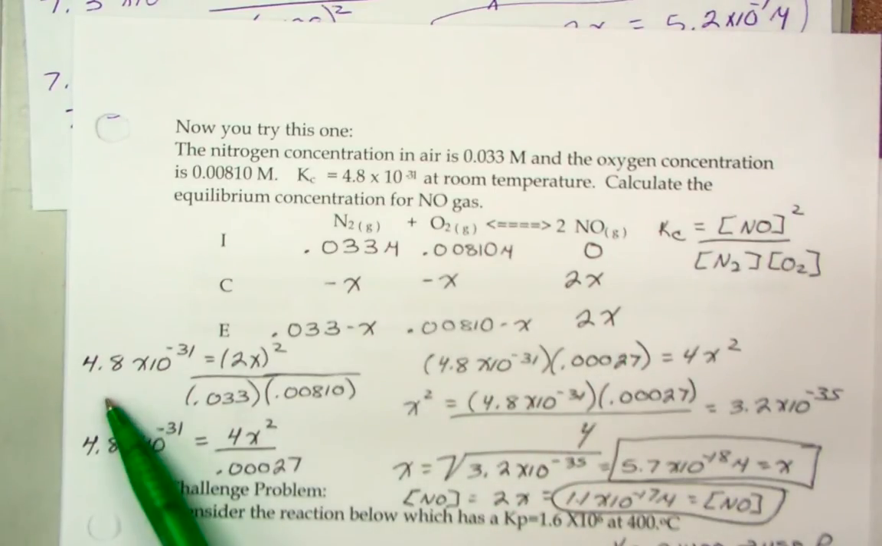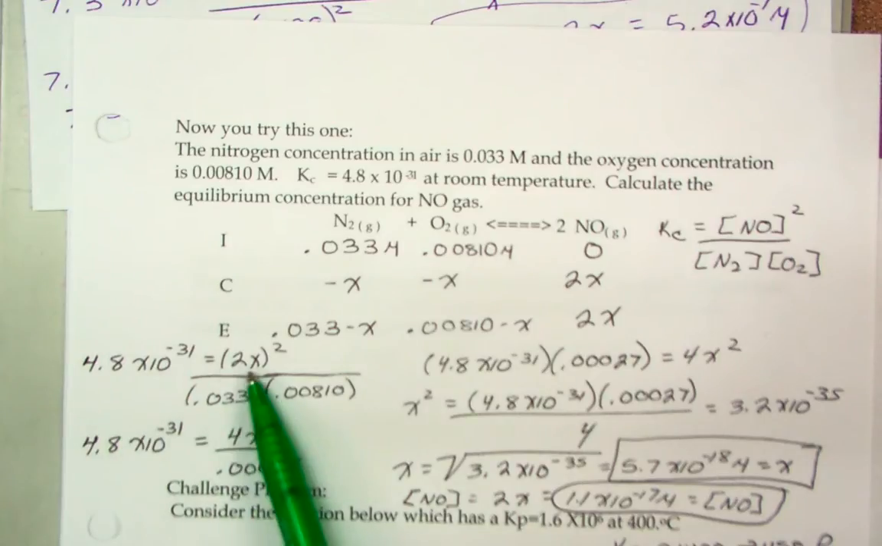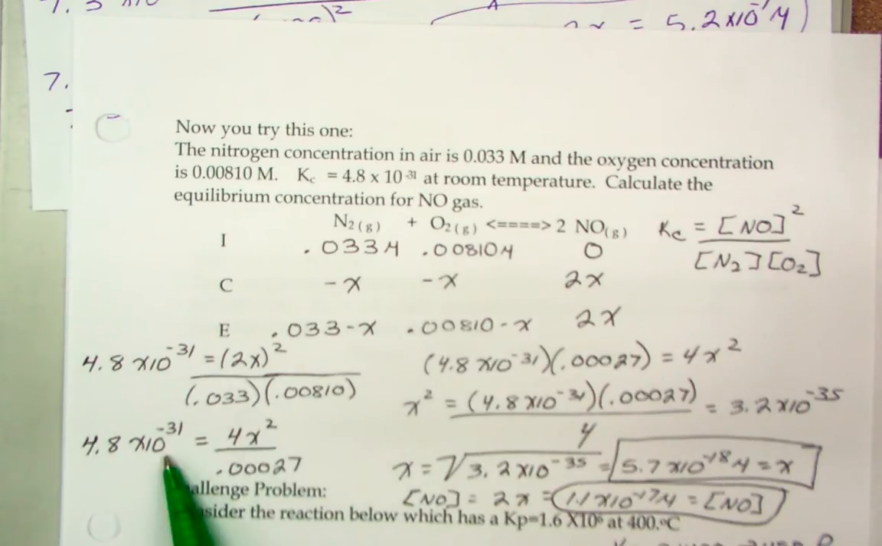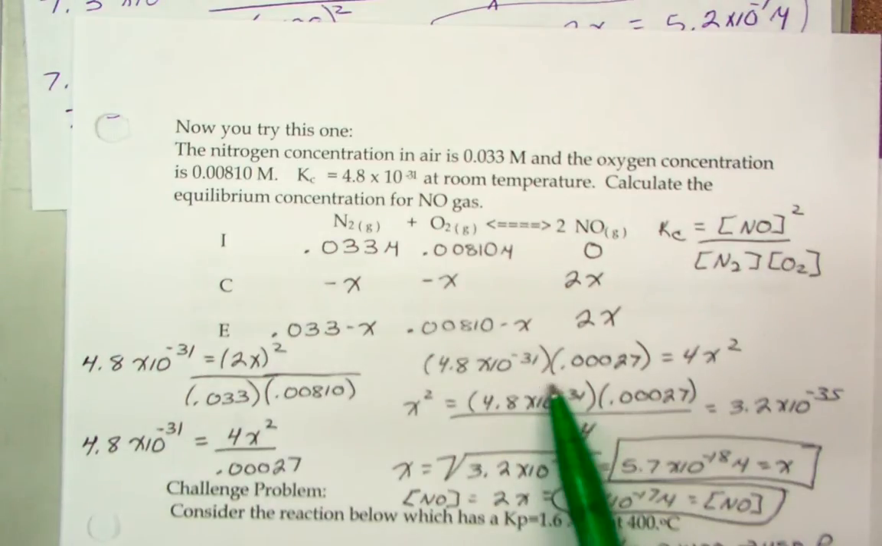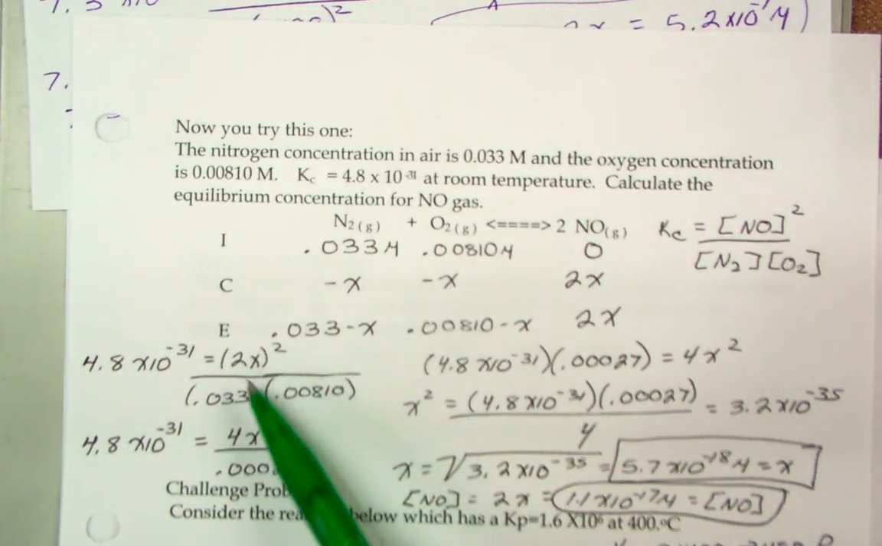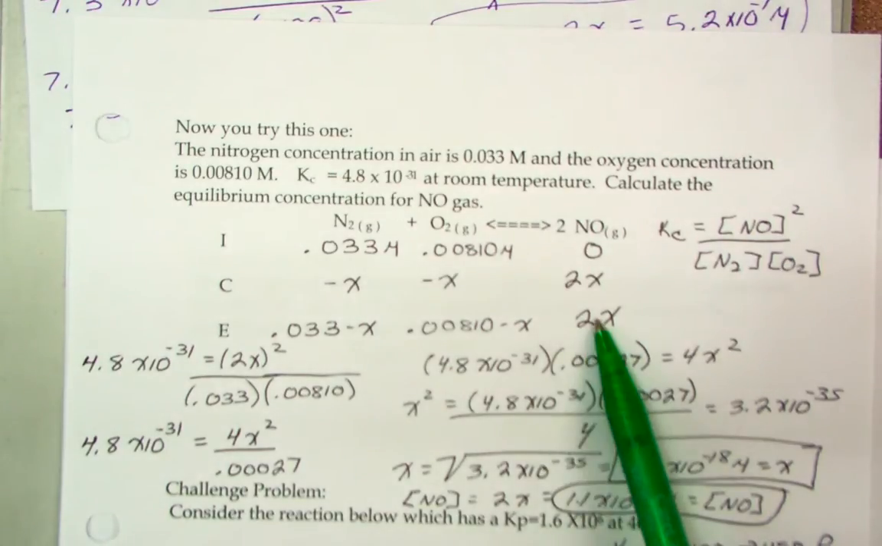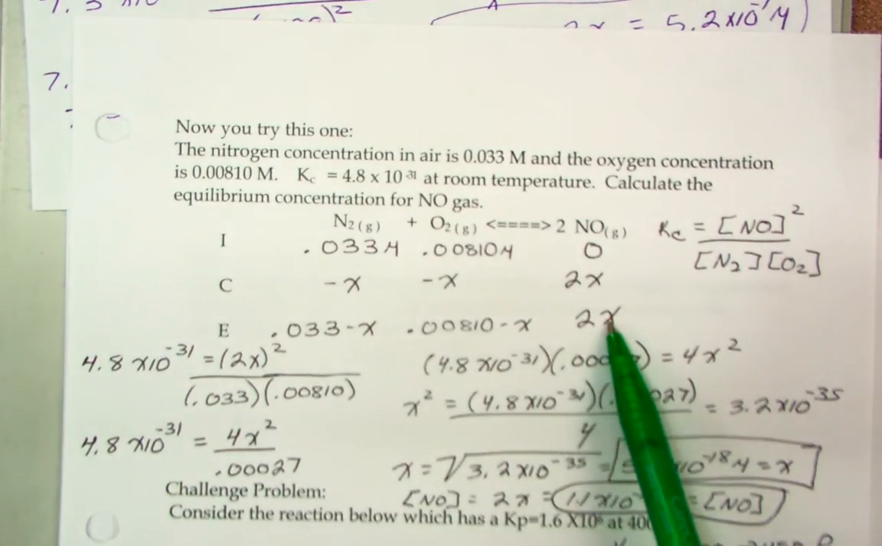So we set up our K sub C is equal to 2x, the quantity squared, divided by the concentration of the nitrogen times the oxygen. And I went ahead and worked this out, squaring this term and rearranging, then algebraically dividing by 4 and taking the square root. Some people told me they just took the square root of this quantity and ended up solving for 2x, which saved them one step because the equilibrium concentration is 2x.